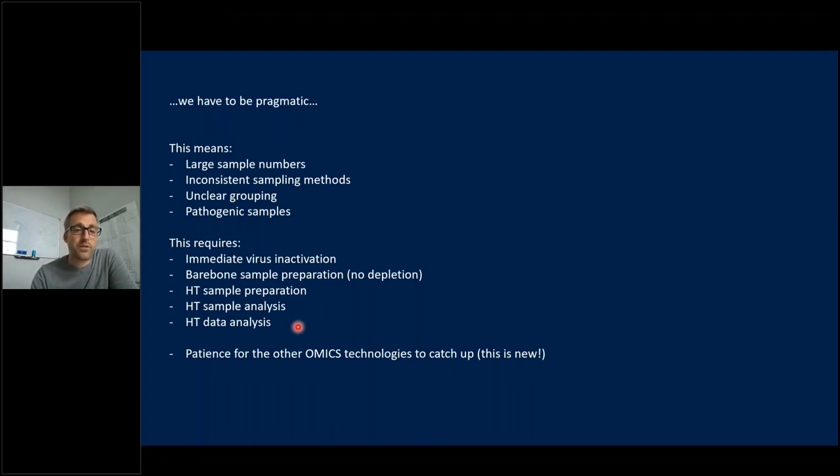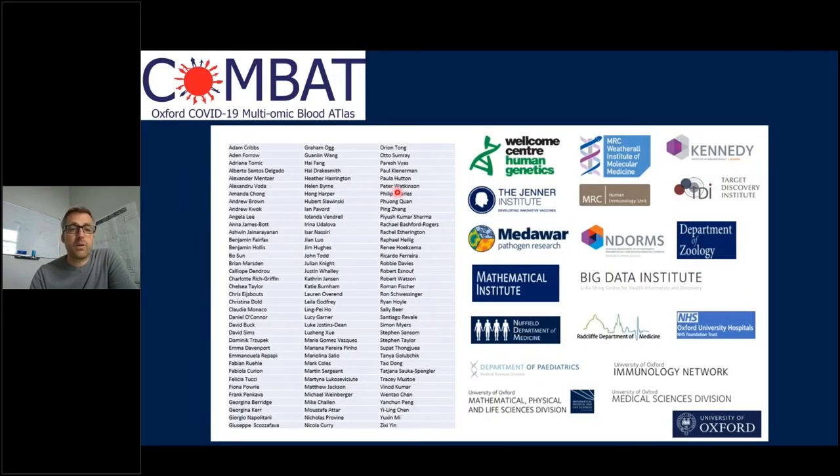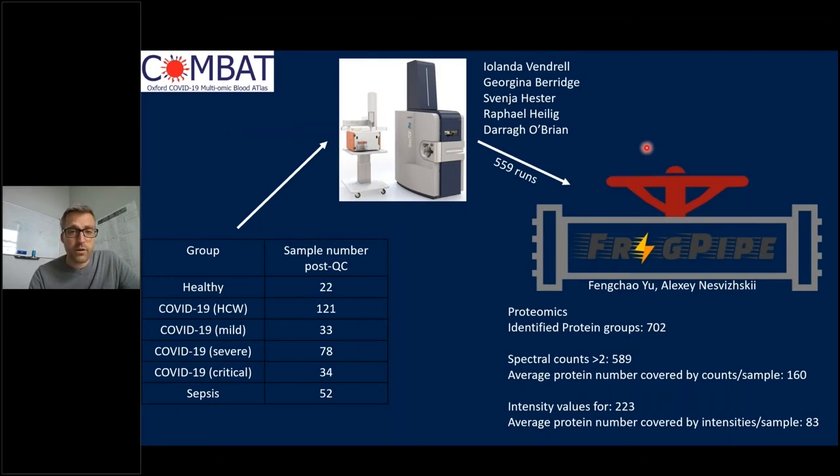We needed a lot of patience because it turned out that all the other omics technologies that in our consortium were applied to the same number of samples basically took a lot longer than proteomics. And this was quite a new experience for us because usually proteomics is one of the slower technologies to generate the data. Yeah, and I just want to highlight here the COMBAT consortium, and this is basically lots of people, mostly in Oxford in multiple different institutes, that all contributed to this consortium to analyze the same set of samples with a maximum of different omics technologies. And then we just provided the plasma proteomics data for this.